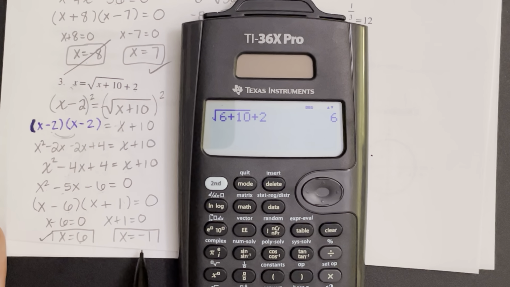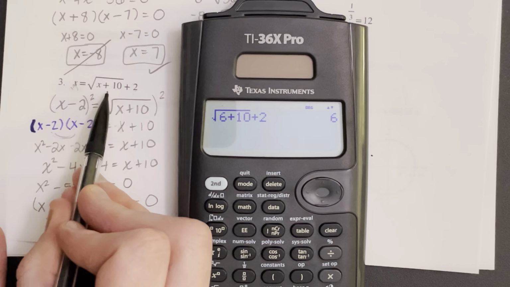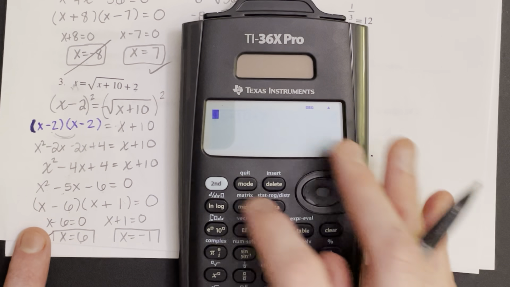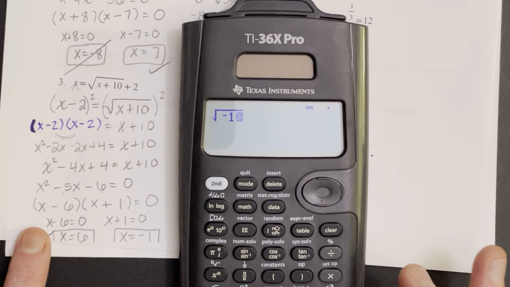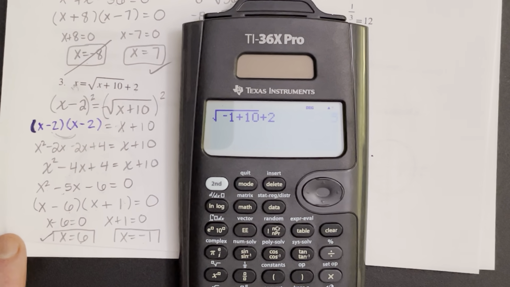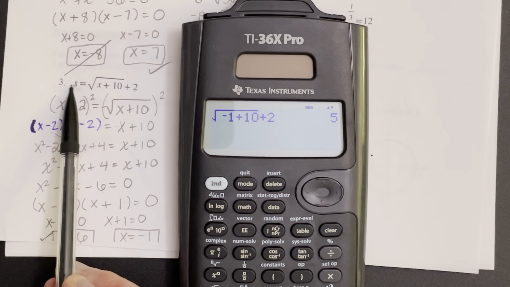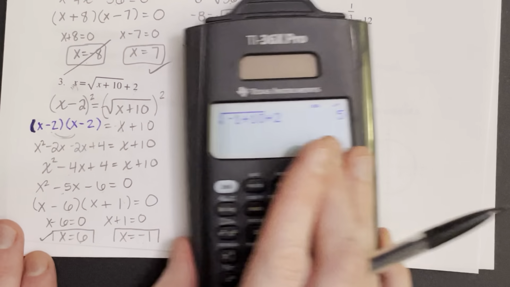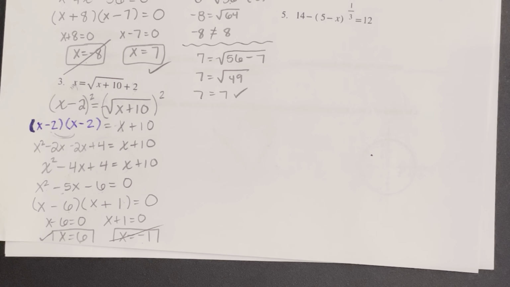Now let's check the other one. We have negative 1. That means the left side is going to be negative 1. Let's see if the right side is negative 1. We get the square root of x, so negative 1, plus 10, and then plus 2 on the outside. That equals 5. So our equation is saying negative 1 on the left and 5 on the right. This is not going to work. That's an extraneous solution because it doesn't satisfy the original equation.